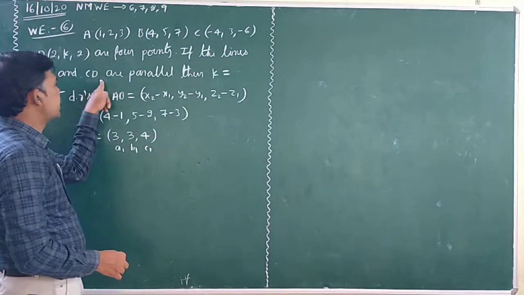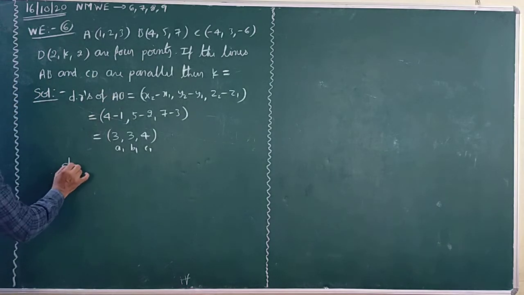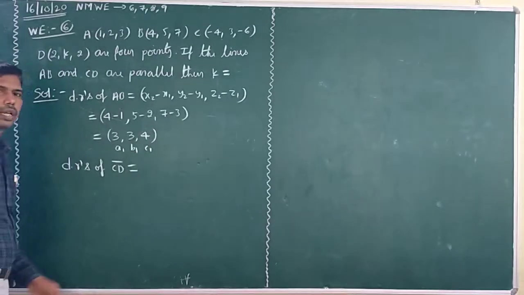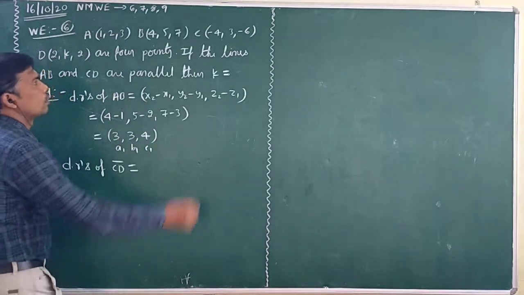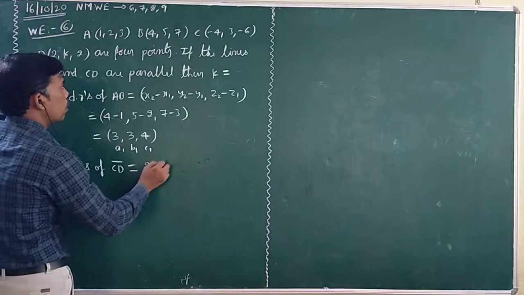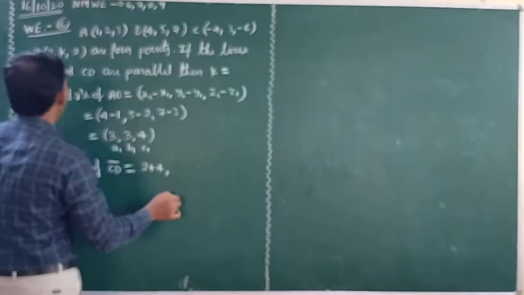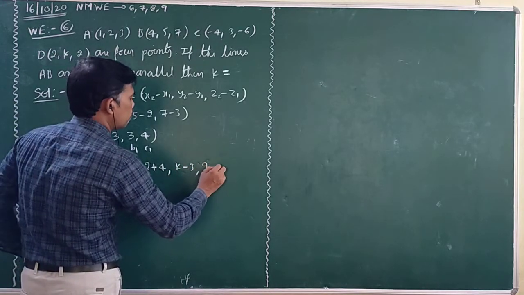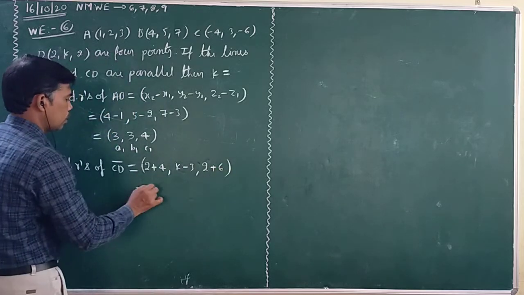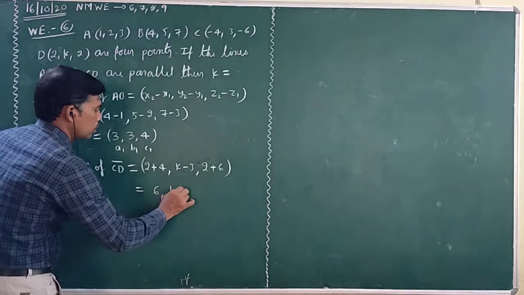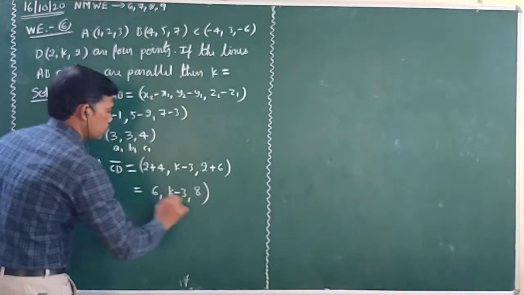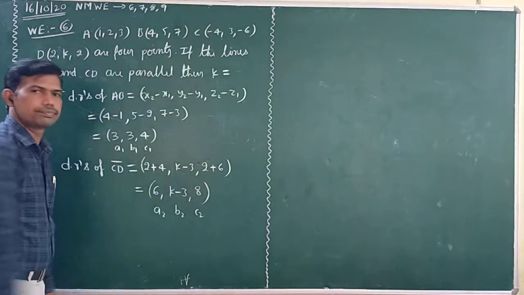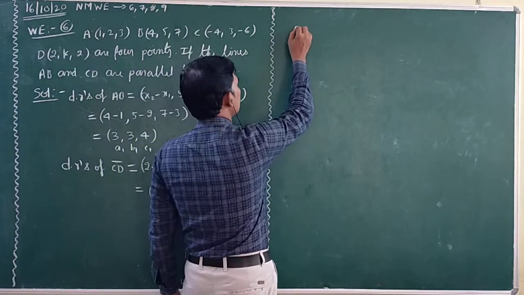After to find DRs of CD, DRs of CD here by using same formula. So 2 minus of minus 4, 2 plus 4 comma k minus 3 comma 2 minus of minus 6, 2 plus 6. So that is equal to 6 comma k minus 3 comma 8. Here we denote A2, B2, C2.